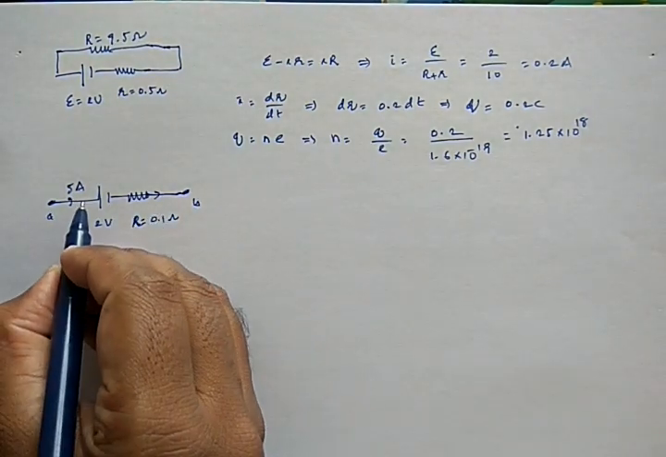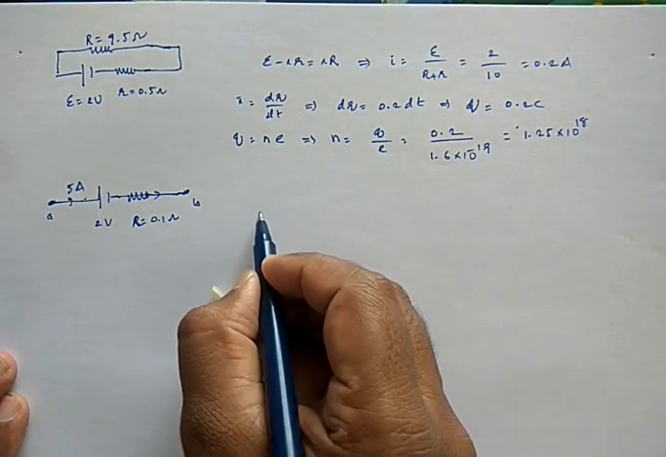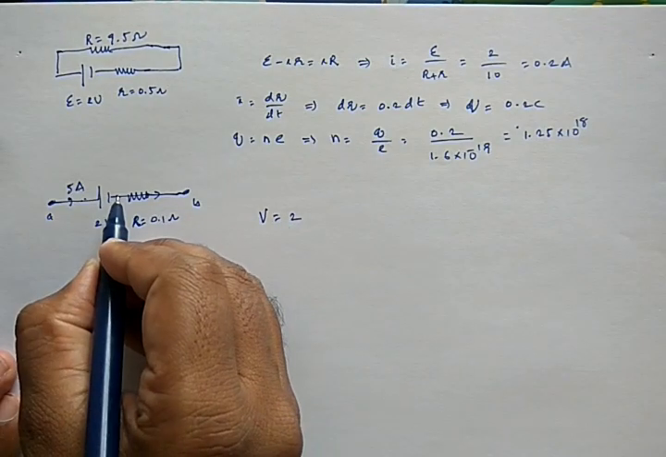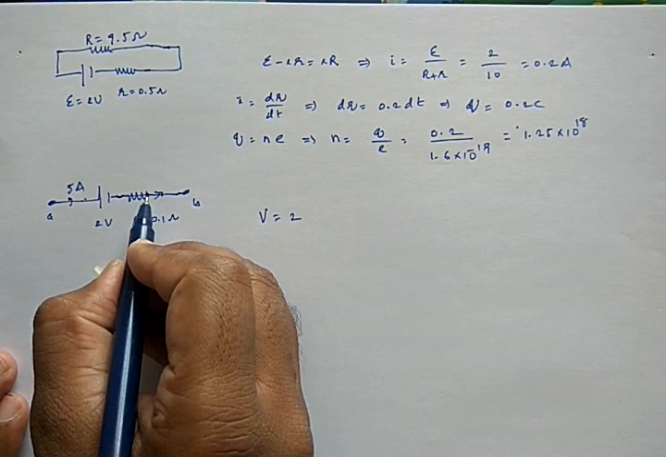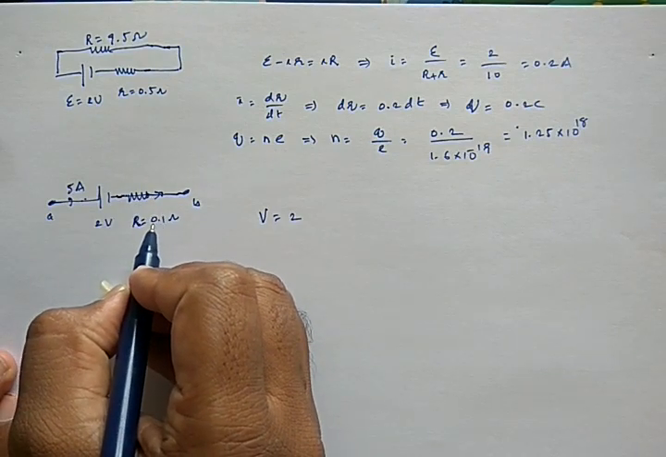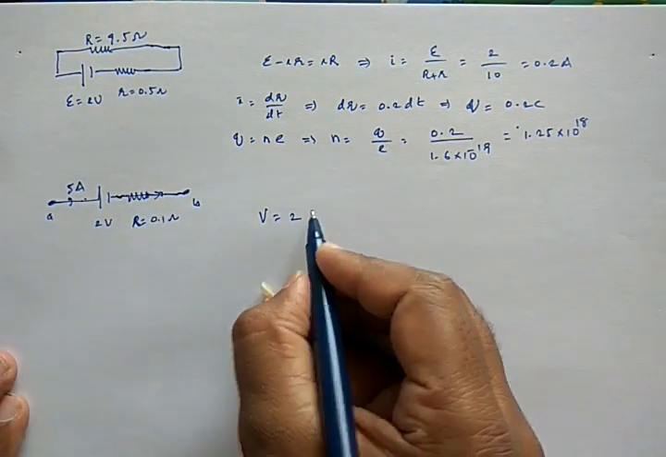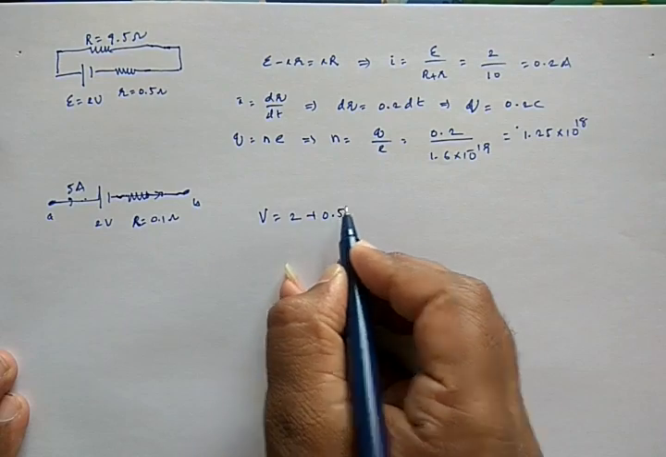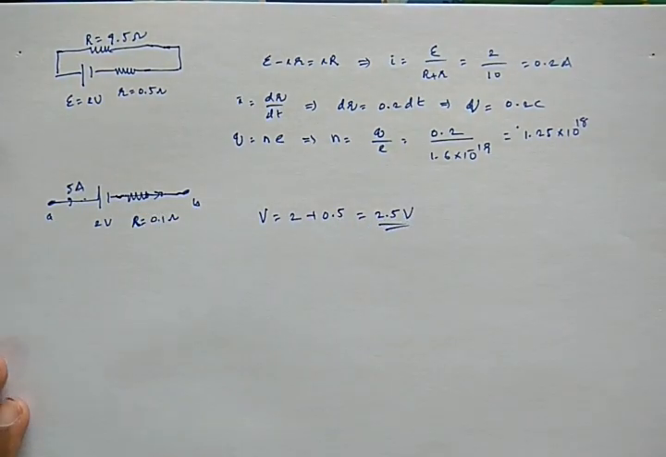So now what is the potential across these first two terminals? That is 2. And the potential across this one, because current 5 ampere is going and the resistance of this resistor is 0.1, so IR must be the voltage across these two points. IR is 0.5, so plus 0.5, that is 2.5 volt is the voltage across the battery. So look at the next question.